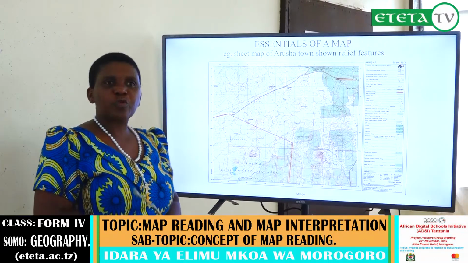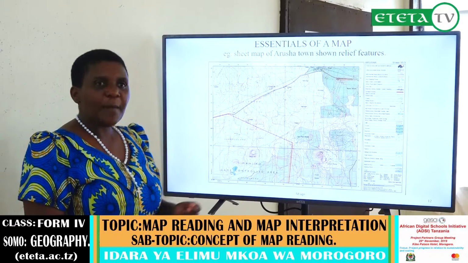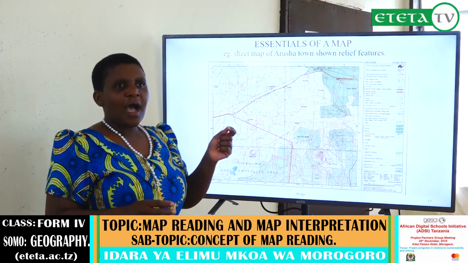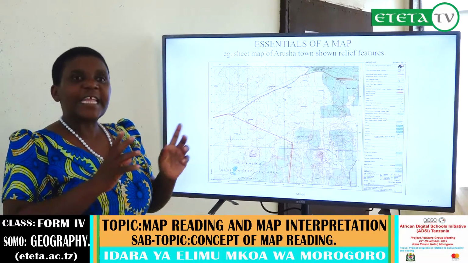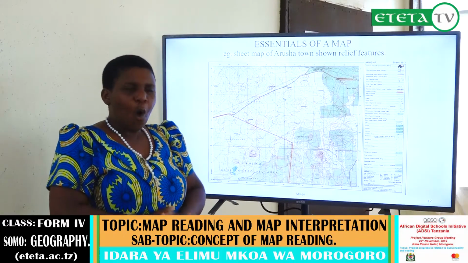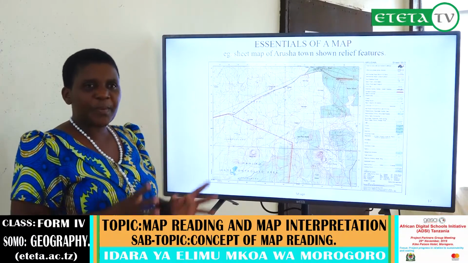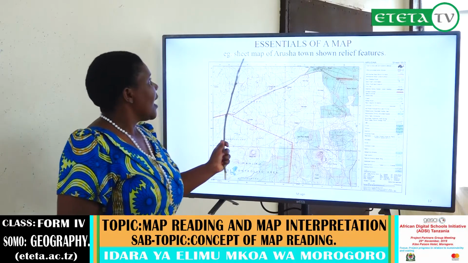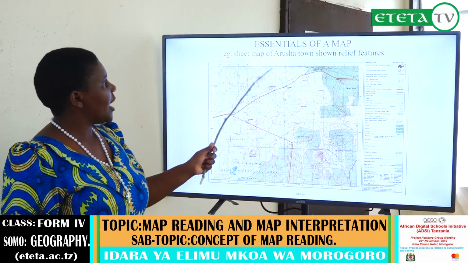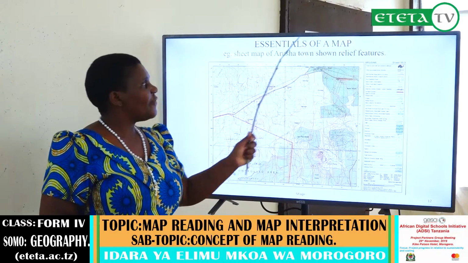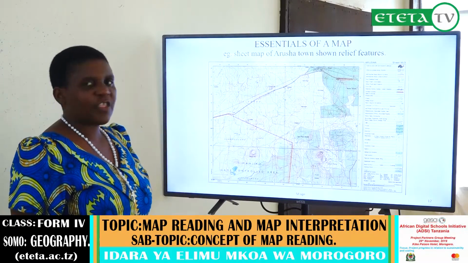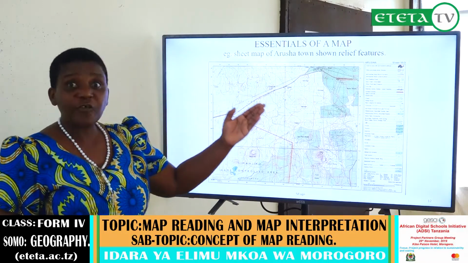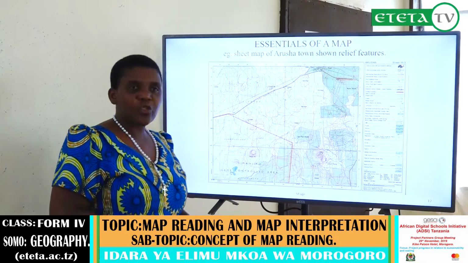Now why should the map contain a title? A map should contain a title. It gives out the intention of the cartographer, why the cartographer decided to prepare such a type of map. For instance, in our example, we are saying that this map is a sheet of Arusha town, showing the relief of the area, relief features. Therefore, the intention of that cartographer is to show the relief features of Arusha town.